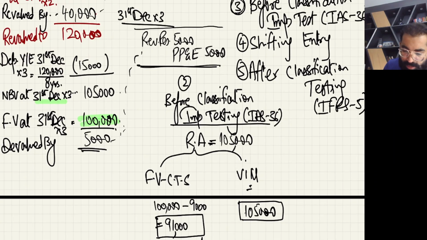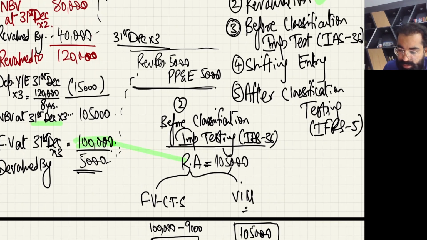Right now our carrying value is 100. We brought down the asset to 100, but the recoverable amount is 105. Do you think any impairment is needed? No. Impairment is only needed whenever carrying value is higher and recoverable amount is lower. But in this case, carrying value is lower and recoverable amount is higher, so there is no impairment.